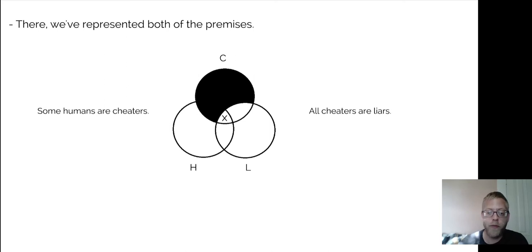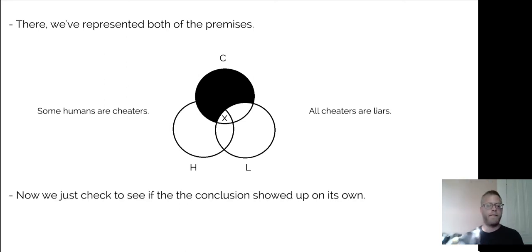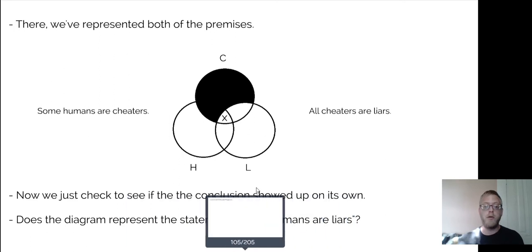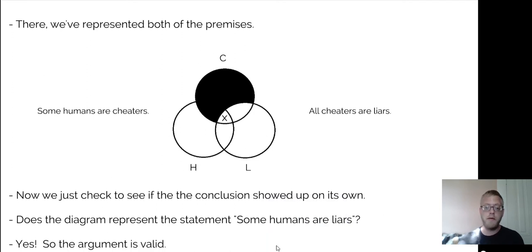So there we have it. We did the same thing. We represented both of the premises. And if this is a valid argument, then the conclusion will just already be there. We don't have to do anything else. So the conclusion was some humans are liars. Do we get that conclusion? Yeah, we do. Right here.